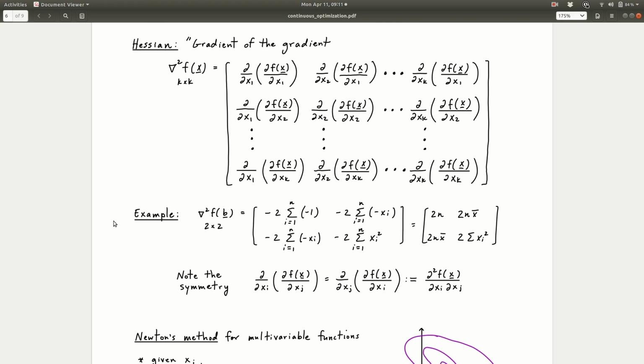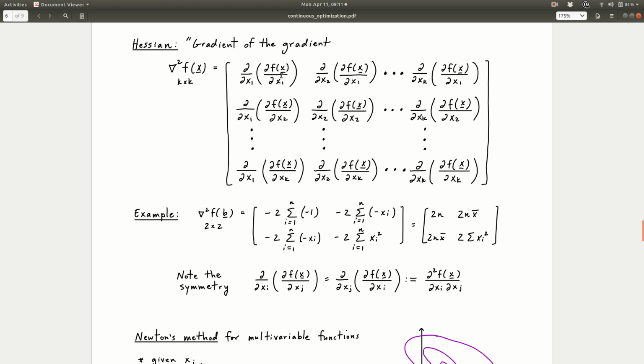We call that the Hessian. What that means is we're basically taking the gradient of the gradient. So if our input function is multivariable, the first derivative of that function is the gradient. That's going to be a vector. And the second derivative, the gradient of the gradient, is going to be a matrix. Basically, the way this works is we're taking the gradient of each entry of the gradient.